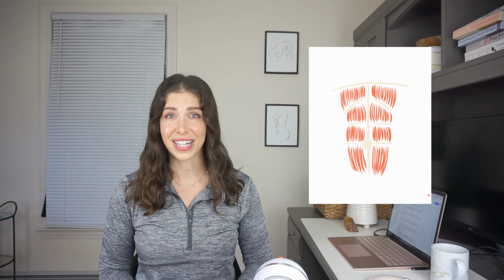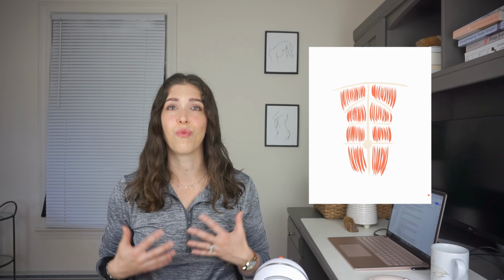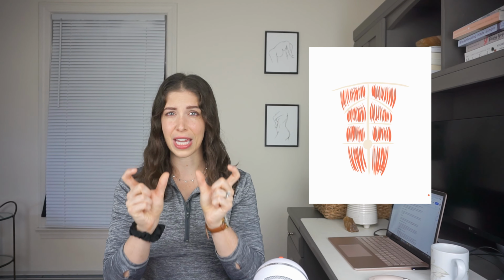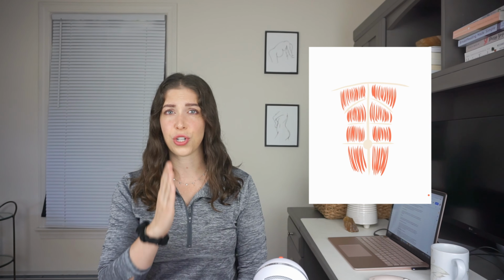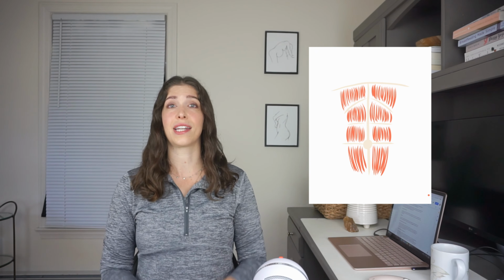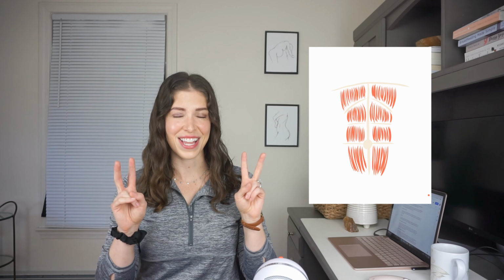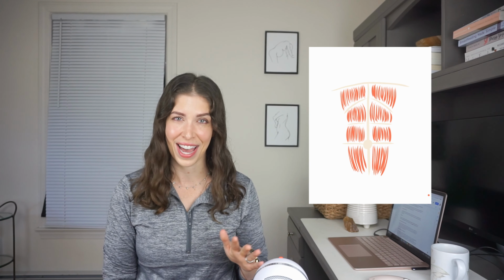Next, we have 2 layers of obliques whose fibers run diagonally in opposite directions. You have your internal obliques and your external obliques. These muscles allow you to side bend and rotate the trunk. Finally, the most superficial muscle is called the rectus abdominis. Its fibers run vertically in 2 distinct bundles with connective tissue in between called the linea alba. The rectus allows us to flex the trunk forward or control against extension backward. This is what we think of as the six-pack muscle, and yes, everybody has one.